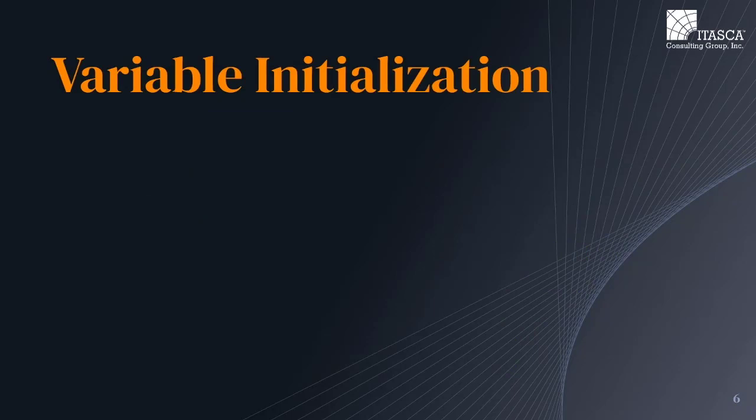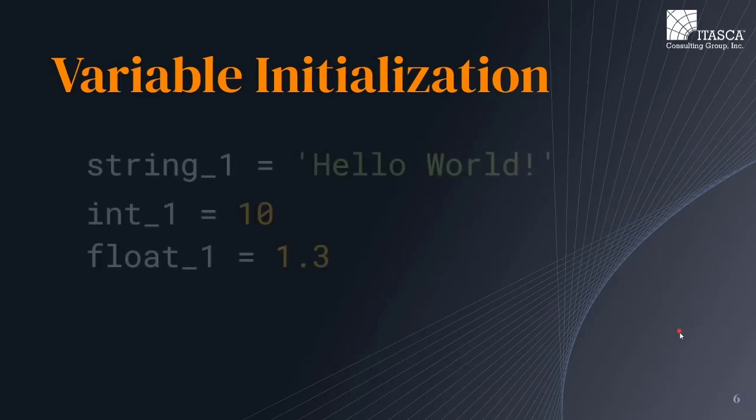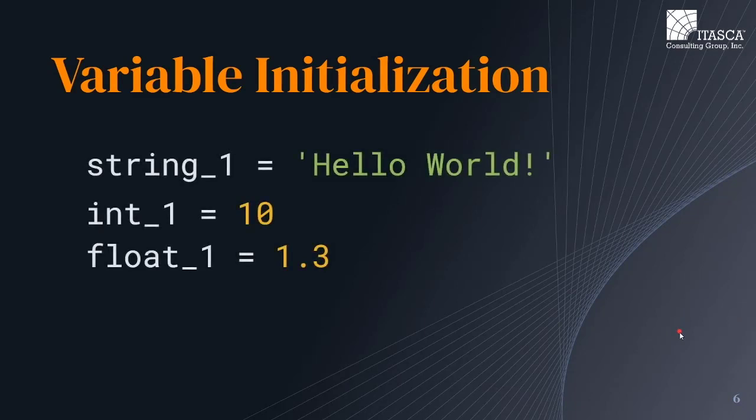Now, within Python, data is stored within variables. And these variables are initialized in Python via simply writing out the name of the variable, followed by the equal sign, followed by the data. So, for example, in this following code snippet, 3 different variables are initialized. One called string_1, which contains the data hello world as a string. A second variable is initialized as int_1, which contains the value 10, and the final variable float_1 is initialized with the value of 1.3.